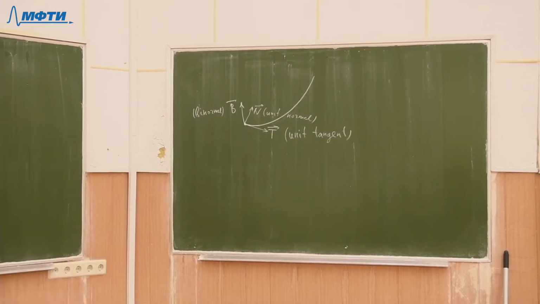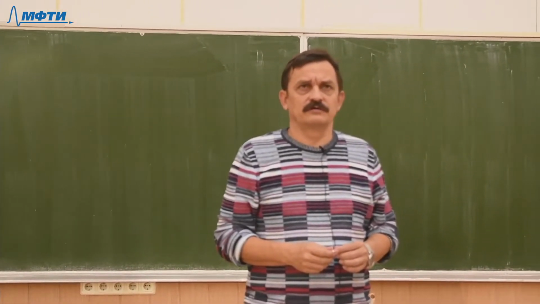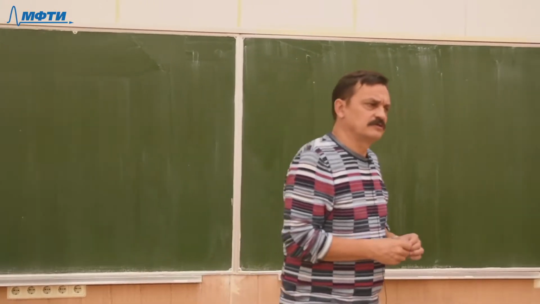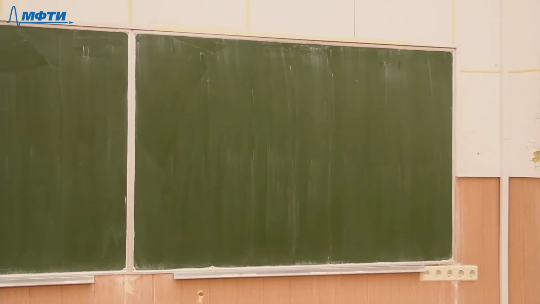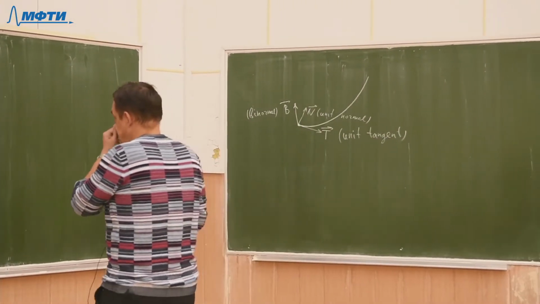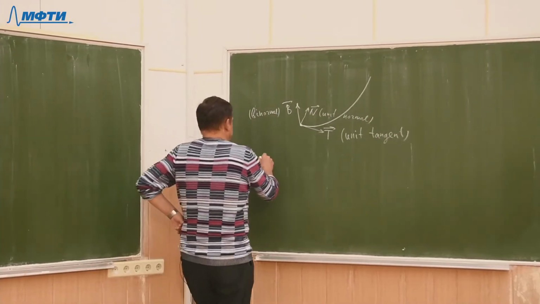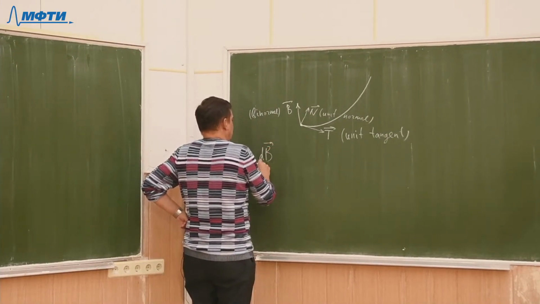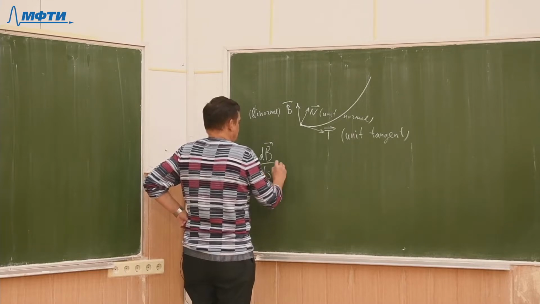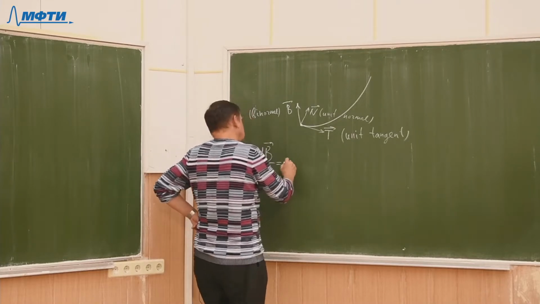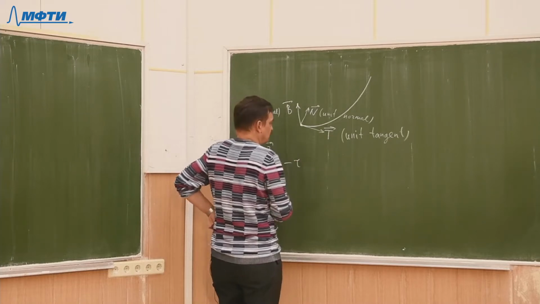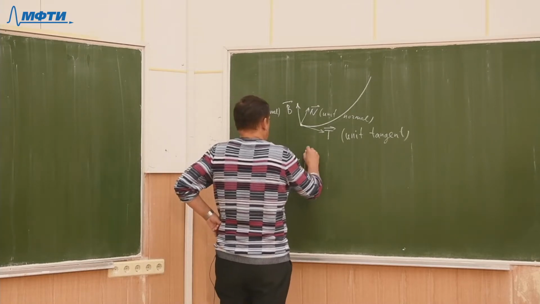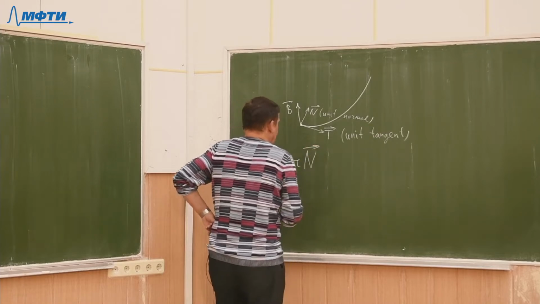As far as I remember, I finished on the definition of torsion, right? Yeah, tau, torsion. Torsion was defined. So we finished on the definition of torsion, which is just tau times n, unit normal.